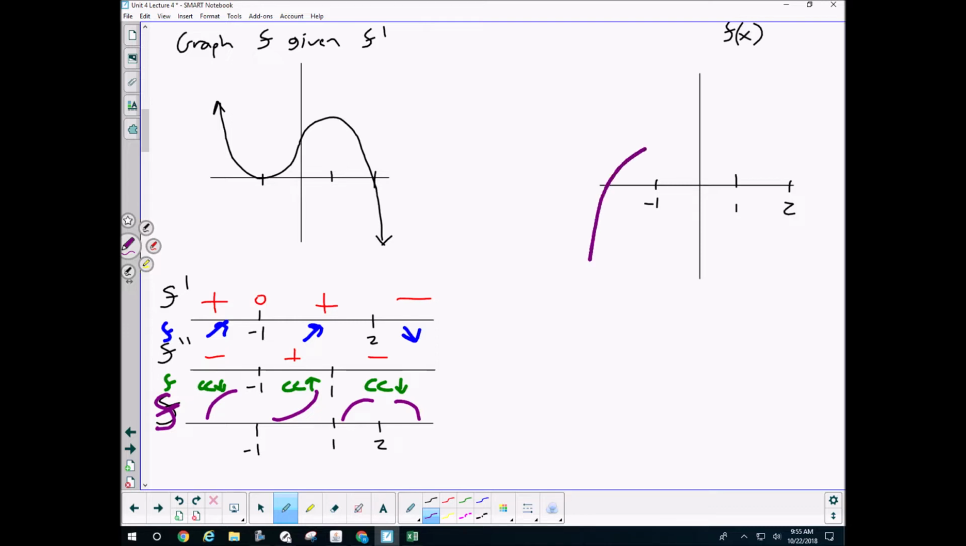We're going up, concave down, going up, concave up, going up, concave down, going, wait, hold on, I messed up. Going up, concave down until -1. Between -1 and 1, I'm going up, concave up. Between 1 and 2, going up, concave down after 2. It's like that. We have a point of inflection here. It's neither a max nor a min. We have a point of inflection here. We have a max here. We do not have a min.